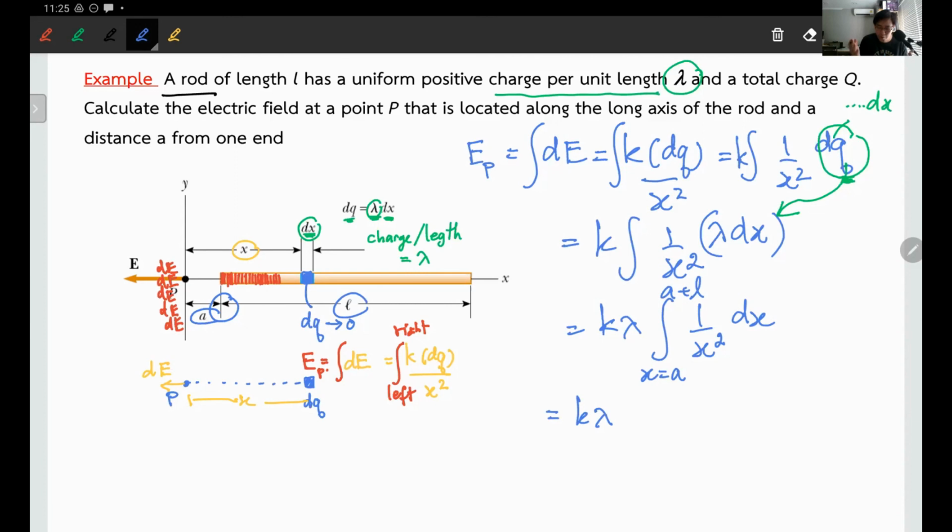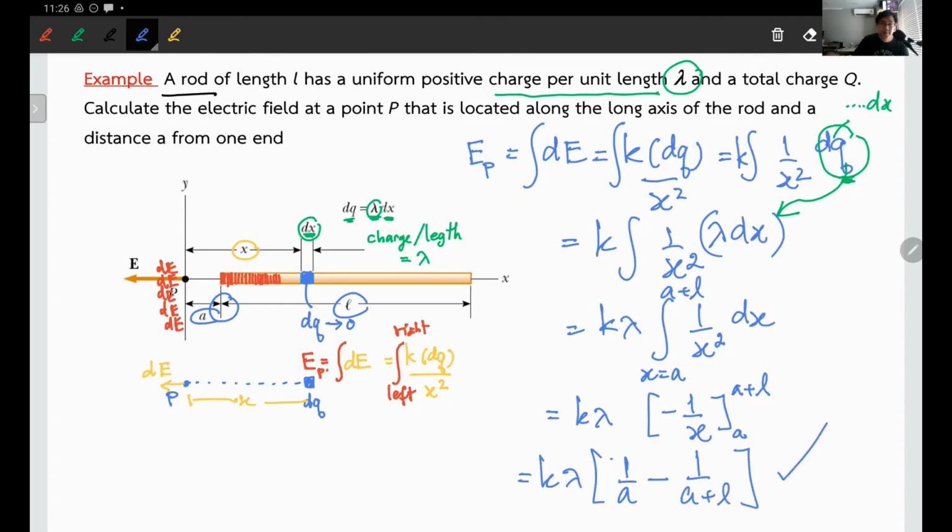I don't know who you learned from, but it's 1 over x squared. It's easily done. The integral will be negative 1 over x. You guys still with me? Okay, the integral of x to the negative 2, you get negative 1 over x, or negative x to the negative 1. And you have the lower limit and upper limit there. And then you just evaluate the upper limit and lower limit, but because I have the negative sign, I'm going to get 1 over a minus 1 over a plus l. Done. That is the electric field at point P.